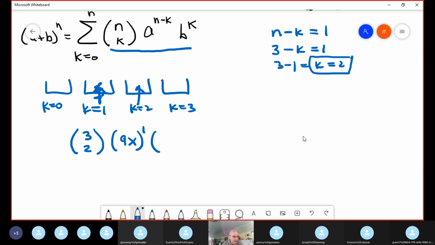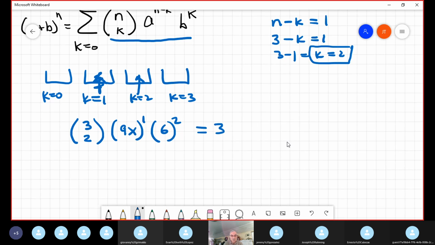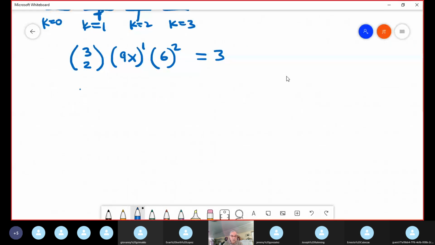And b, which is 6, raised to the k, which is 2. Something like that. Okay, now we compute the combinatory number 3, 2. It is obvious that it is 3, but just in case, if you want, I can do it by hand. It is 3 factorial divided by 2 factorial and 3 minus 2 factorial, which is 1. This guy is 1. This cancels. This cancels. The answer is 3.